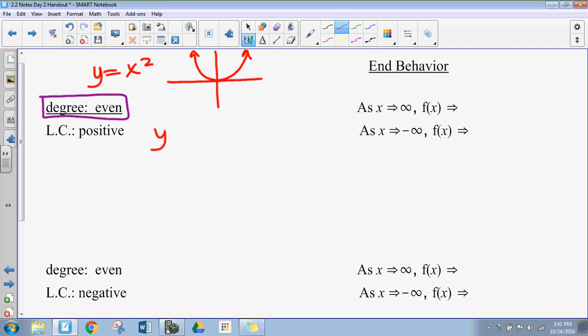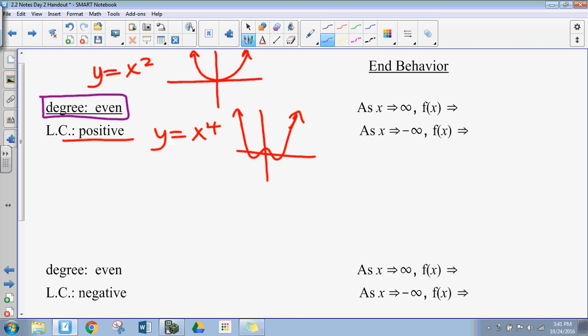And even if you have y equals x to the fourth, you're going to have the same end behavior, and something else will happen in the middle. We don't know what yet. It could look like that. It could look like a wider parabola. But something is happening in the middle, and we're just focusing on the end behavior. Okay? But the end behavior will be the same anytime you have a positive leading coefficient and an even degree.